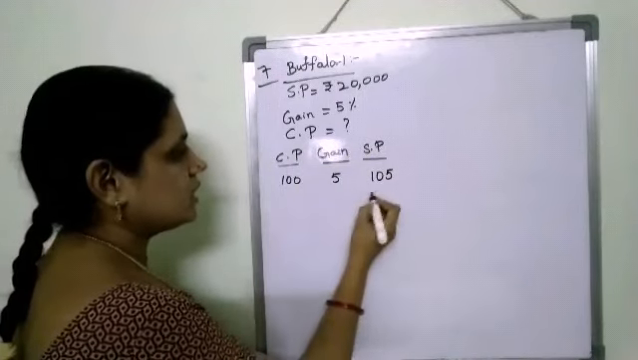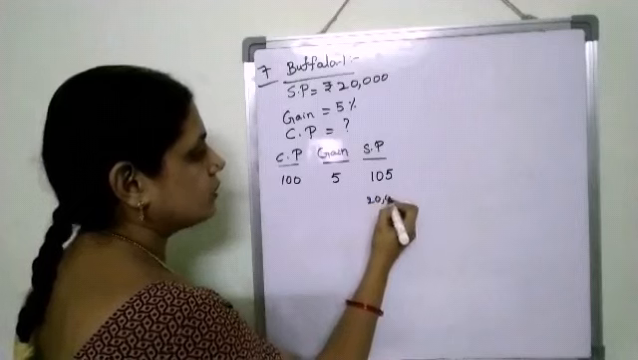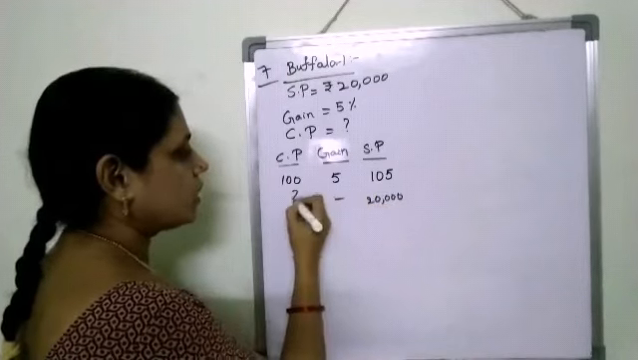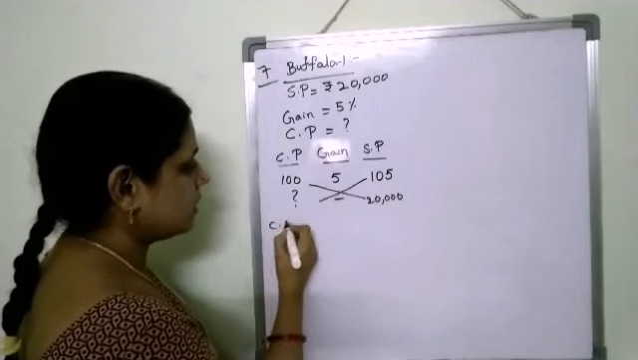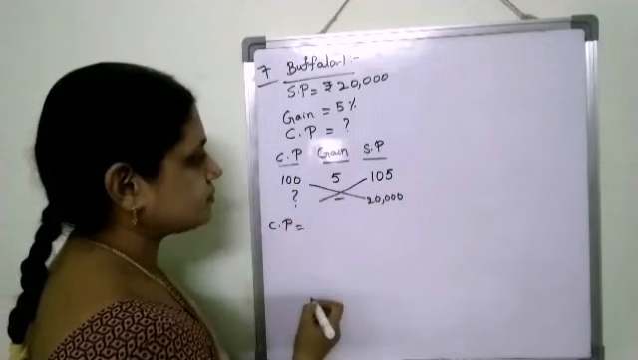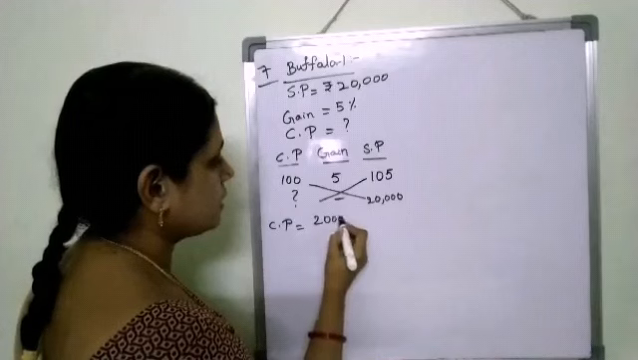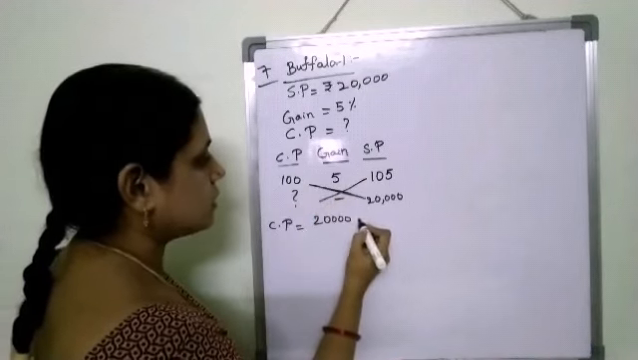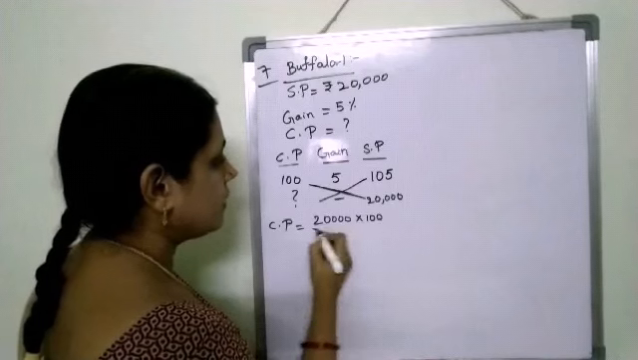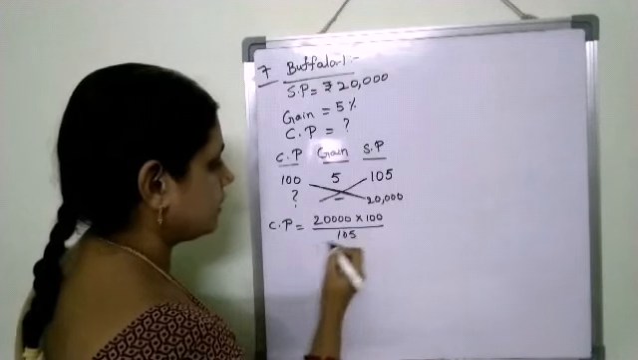Now actually what is SP? 20,000 rupees. Then what is CP is the question. Now we can apply the cross multiplication method. CP equals 20,000, where two quantities are there here. So 20,000 into 100 by 105.